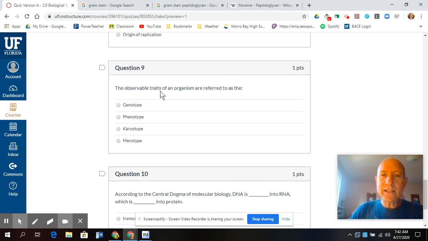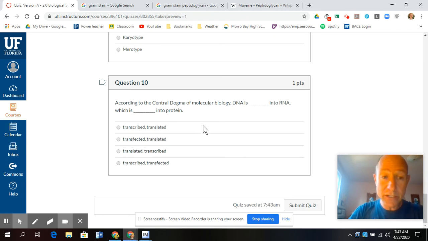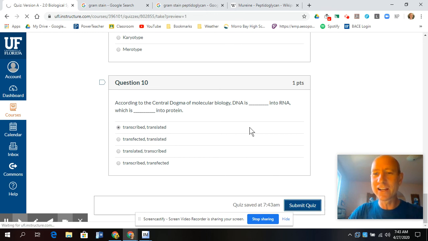The observable traits of an organism are referred to as the phenotype. That's just what it is. It's an observable trait, bald phenotype. I have a genotype that leads to this phenotype right here. It's what you actually see from the gene expression. According to the central dogma of molecular biology, DNA is transcribed into RNA, which is translated into a protein. Central dogma, better know it. If you don't, you're going to get destroyed.